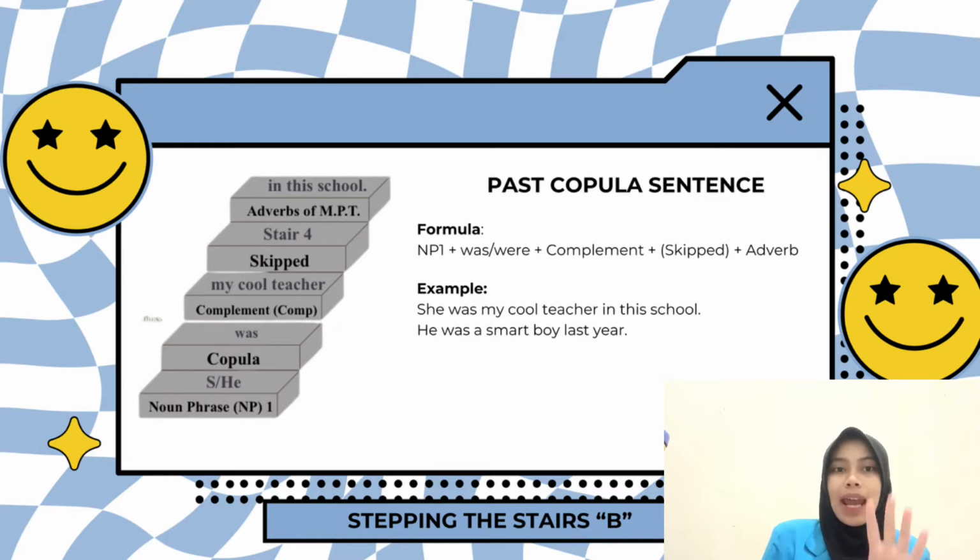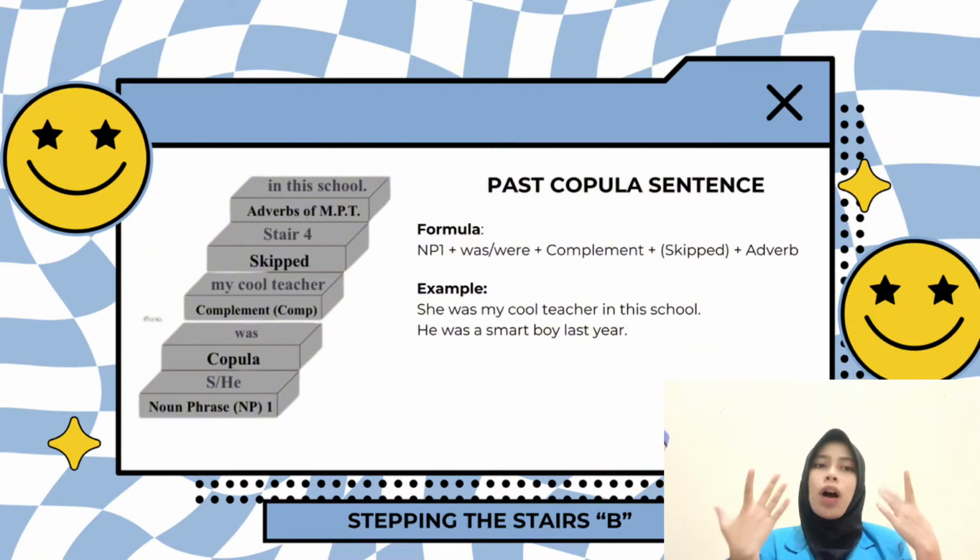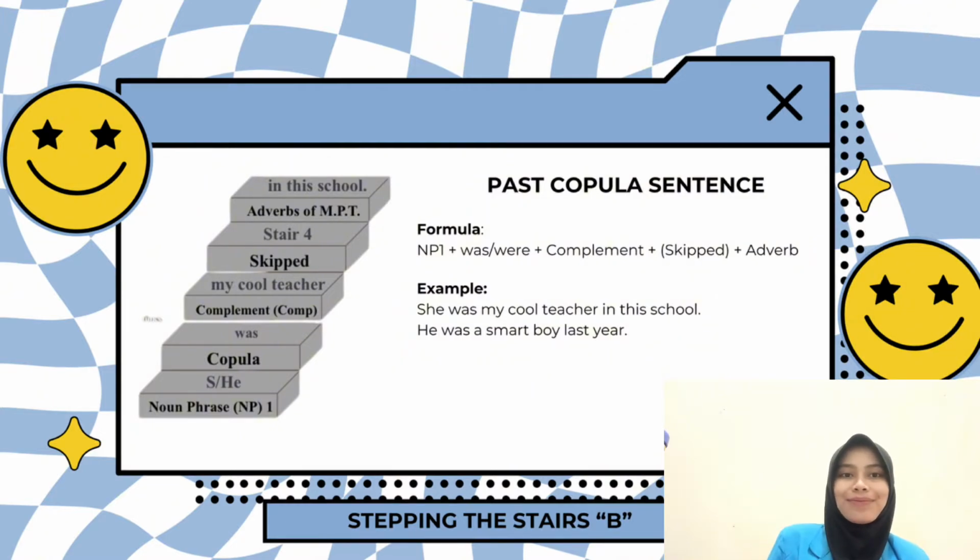So next we move to the past form of the copula: was and were. So here's the formula: NP1 plus was or were, and then complement plus skip and adverb. Here's the example from the PPT: She was my cool teacher in this school.